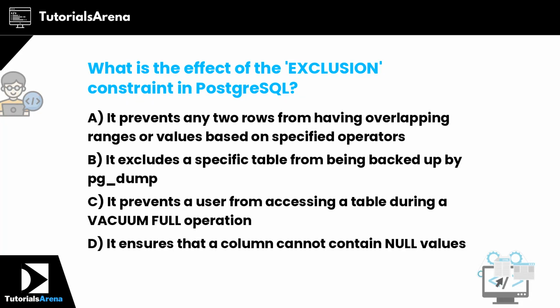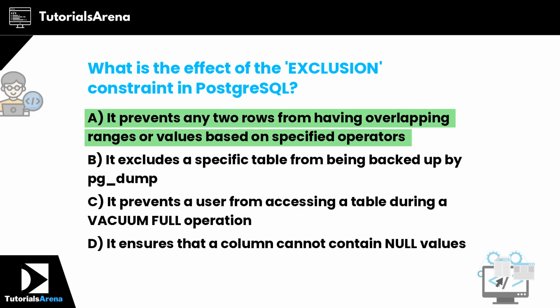What is the effect of the exclusion constraint in PostgreSQL? The correct answer is option A. It prevents any two rows from having overlapping ranges or values based on specified operators.